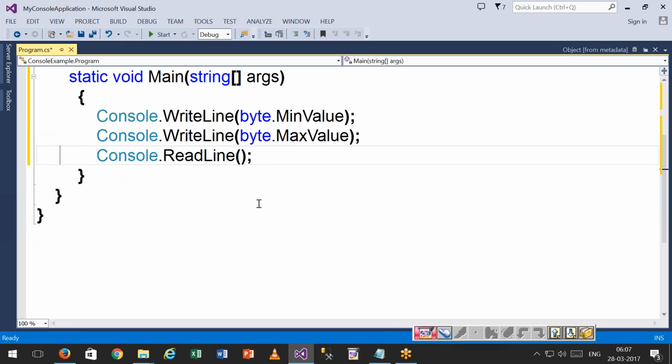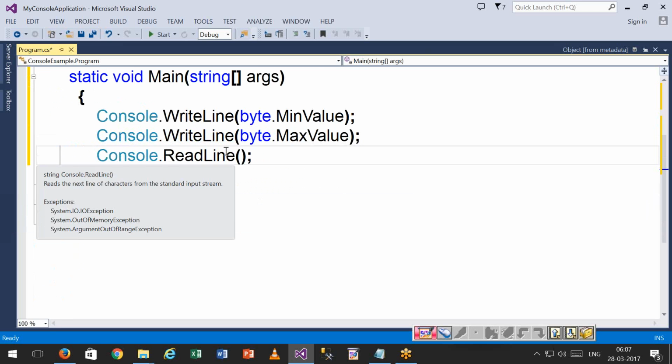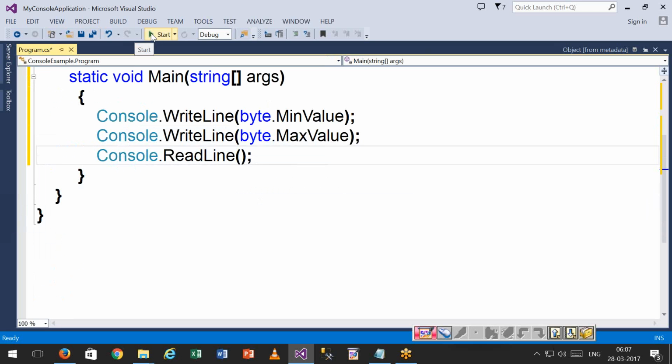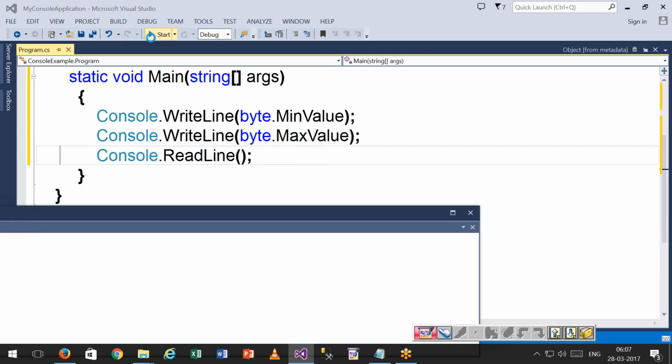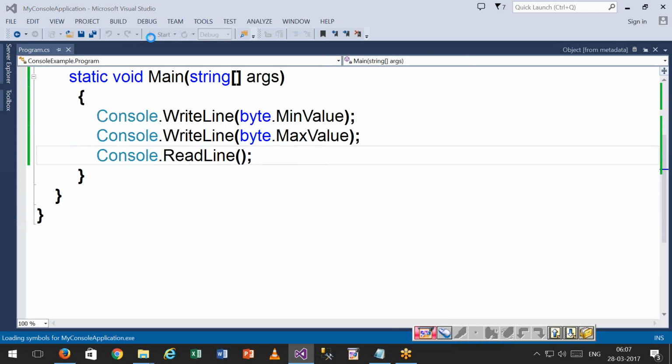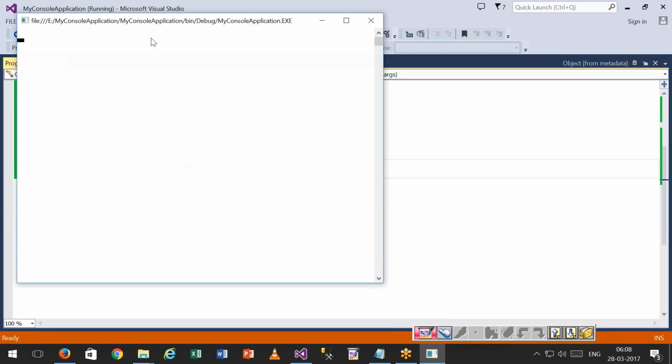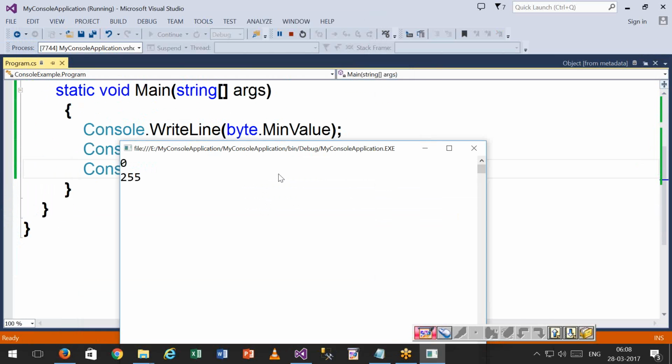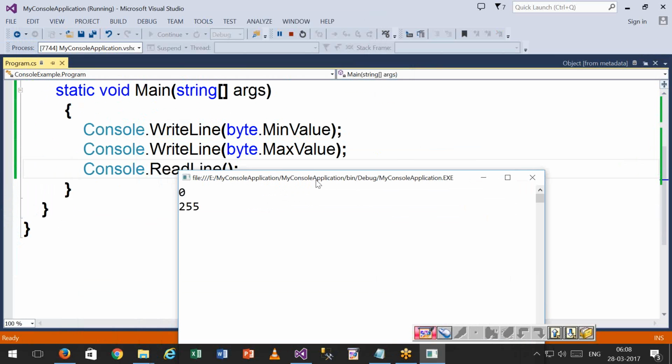Now, do you remember min value, max value? Min value will give the starting range and max value gives the highest ending range of the given data type. Byte min value, did you remember? Minus 178. Sorry, I may be wrong. 0 to 255. Oh, sorry. Byte is unsigned, right? Yes.